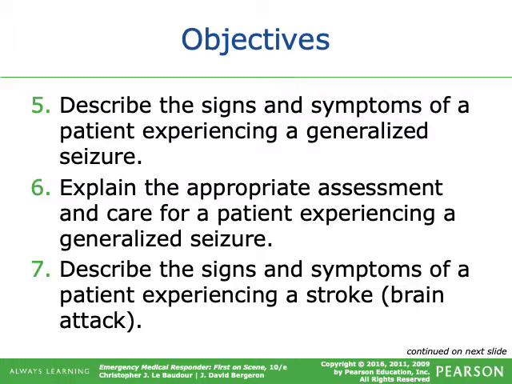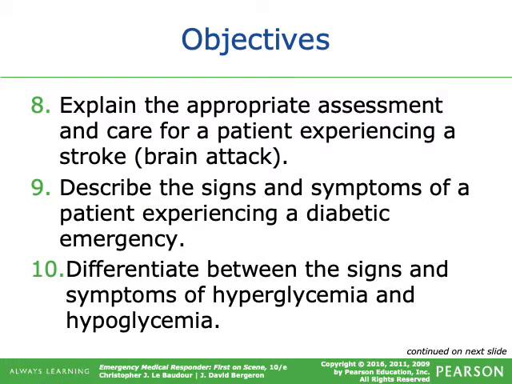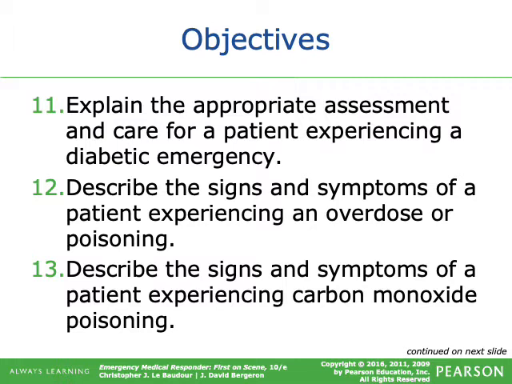Number 7, describe the signs and symptoms of a patient experiencing a stroke, also known as a brain attack. Explain the appropriate assessment and care for a patient experiencing a stroke or brain attack. Describe the signs and symptoms of a patient experiencing a diabetic emergency. Differentiate between the signs and symptoms of hyperglycemia and hypoglycemia. Explain the appropriate assessment and care for a patient experiencing a diabetic emergency.